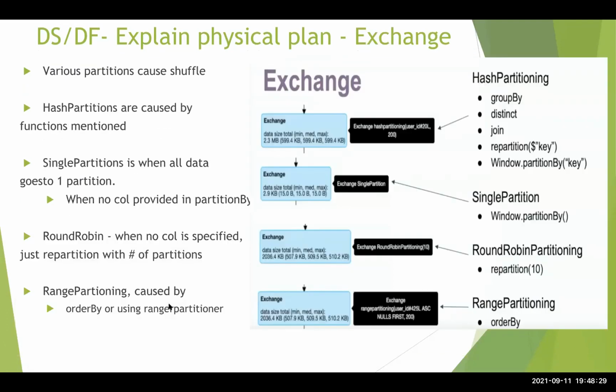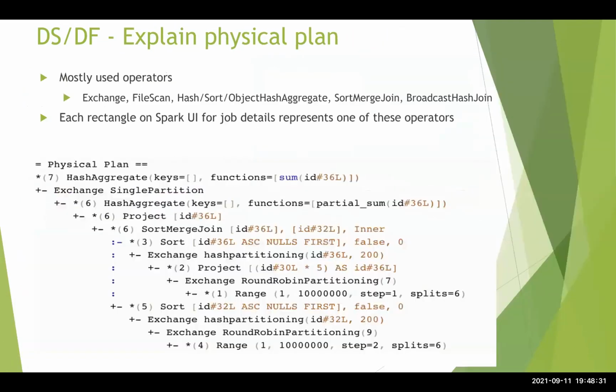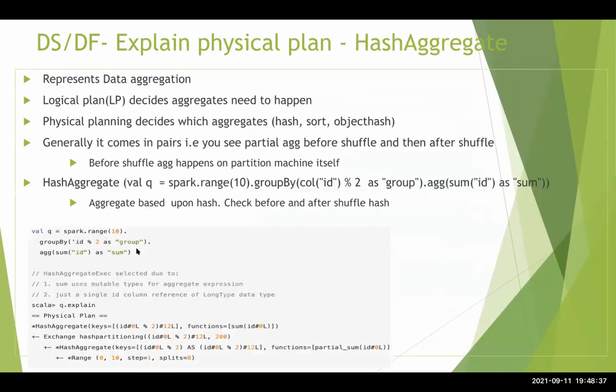Now we'll go into the hash aggregate. You saw hash aggregate here. So some aggregates had happened. That was one, this is another. Wherever you see hash aggregate, it depends on the data aggregation. There's a logical plan, then a logical optimization, then the physical plan and all sorts of things. In the logical plan, you will see some aggregates need to happen. It will not tell you which aggregate. Physical planning decides which aggregate, whether it's a hash aggregate, sort aggregate, or object hash aggregate.